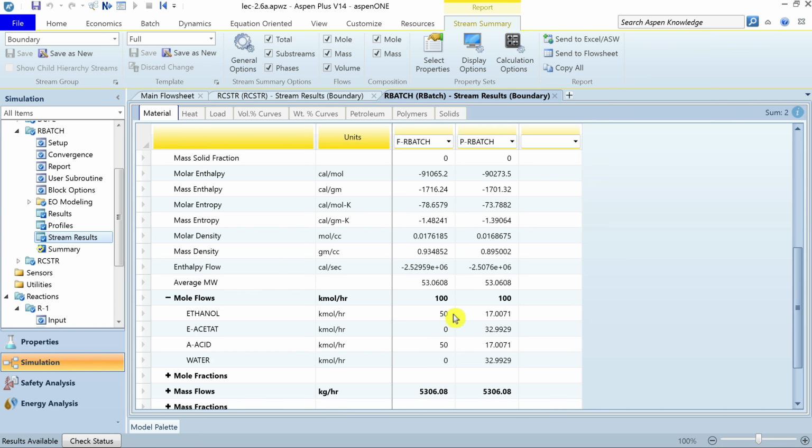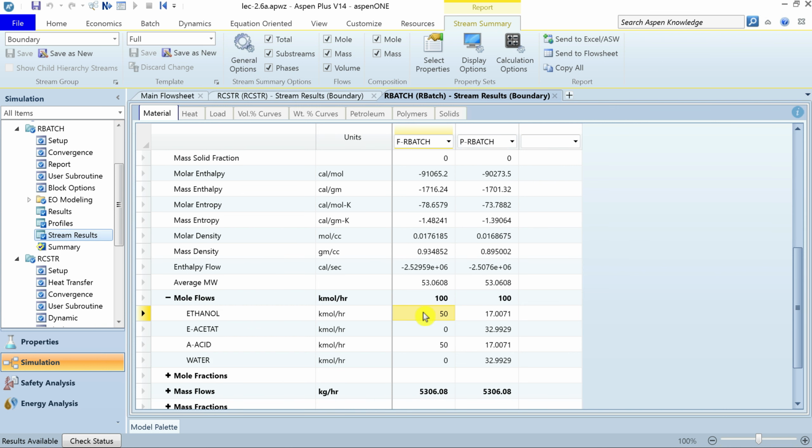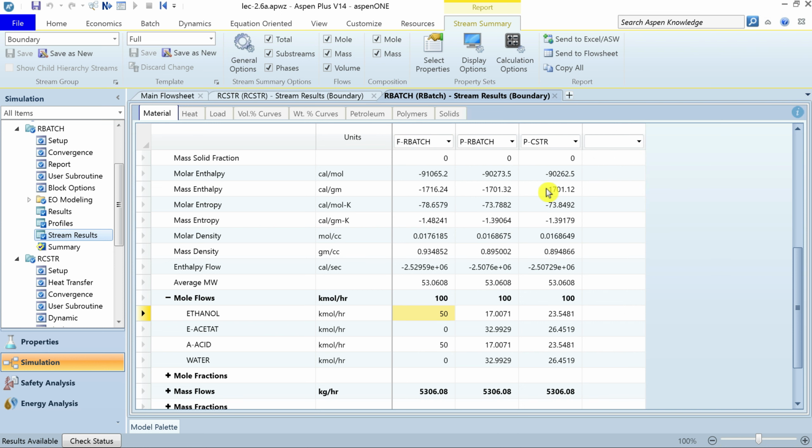Let's have a look at the mole flows. These are the continuous inlet and outlet flows of all the components in the batch reactor. Though it is not intuitive to compare the flow rates in case of batch reactor and CSTR, but still for the sake of comparison, let's show the results of the CSTR product stream. As you can see, in case of CSTR, 23.54 kilomoles per hour of ethanol were leaving in the product stream, whereas in case of batch reactor, 17.007 kilomoles per hour of the same ethanol were leaving. That clearly indicates that higher number of moles of ethanol were converted in case of batch reactor compared to CSTR.